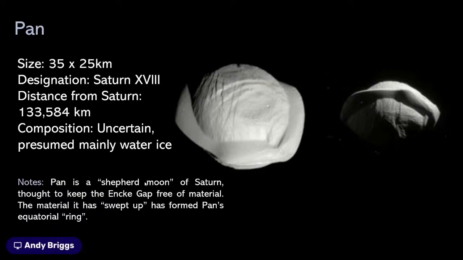It's this material that it's swept up, which is thought to fall on its surface and form this equatorial ring over a long time. So it's literally because the moon is acting as a sort of hoover, if you like. It's hoovering up this material, which settles on its equator and forms this incredible ridge around it.